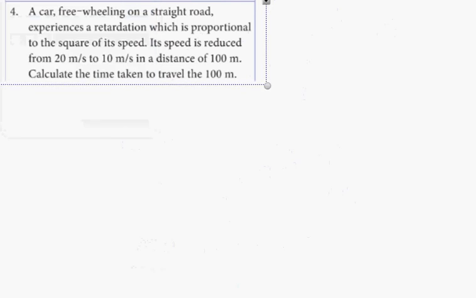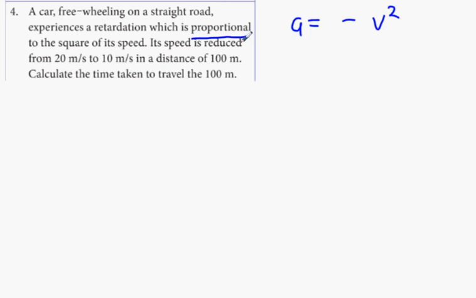Now, a car freewheeling on a straight road experiences a retardation or a deceleration which is proportional to the square of its speed. Proportional. a equals minus v squared, but it says proportional. So what happens when it's proportional? Constant. We'll go with k. Minus kv squared. Now, its speed is reduced from 20 to 10 in a distance of 100. Calculate the time taken to travel the 100.